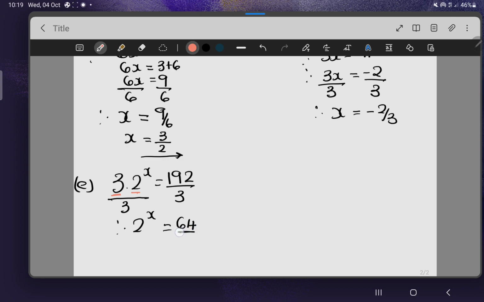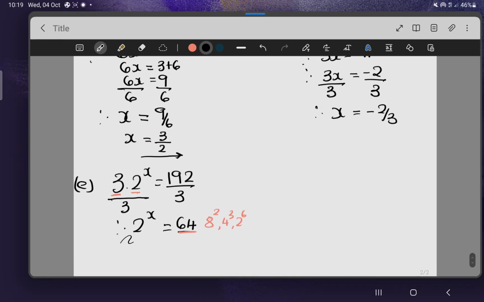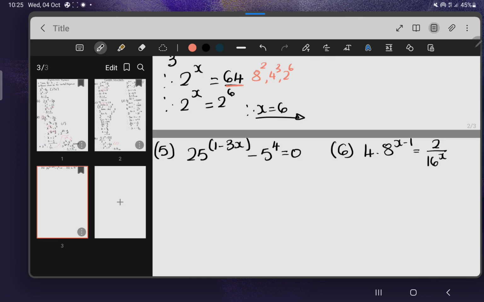Remember, there are many ways to change 64. We can change it in terms of 8 to the power of 2, 4 to the power of 3, and then we have 2 to the power of 6. But when you come here, you don't choose and say, I prefer maybe to use 2, or you love to use 8. No, you check the other base. What is the base that I've been given? Then the base that I've been given is 2. So I will have to change that 64 in terms of 2. That will be 2 to the power of 6. Therefore, now I've got x is equal to 6. Why? Because the bases are the same. Remember, the law says that when the bases are the same, we take the exponent.